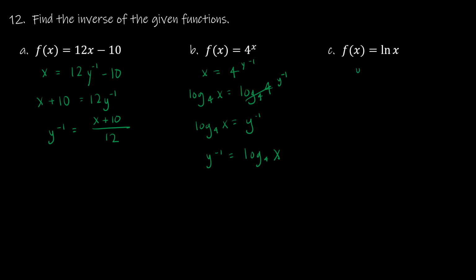Same thing here, x is equal to natural log of y inverse. And then I'm just going to take e to the x and e to the natural log of y inverse. E to the natural log, those are inverses and go away, so I get e to the x equals y inverse, or y inverse equals e to the x.